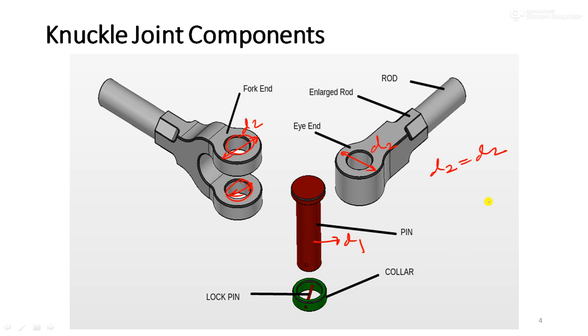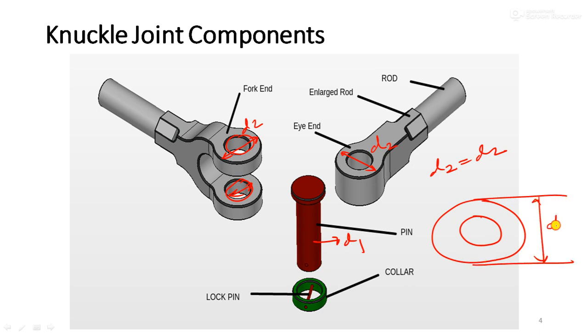So basically if I draw a circle over here like this, why I am explaining you will understand later. This is the outer diameter D2, and what will be the inner diameter? I am talking about both fork as well as eye. Remember this, inner diameter will be D1. And this thickness is T for the eye end, and for this it is T1.